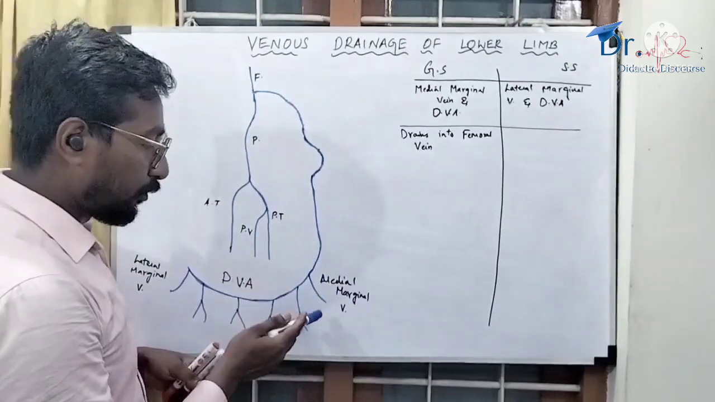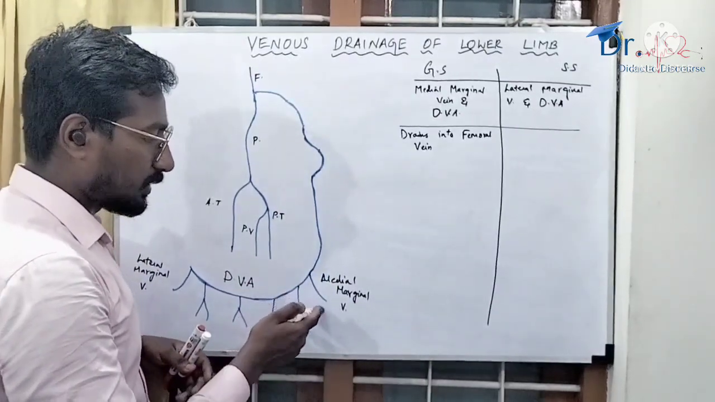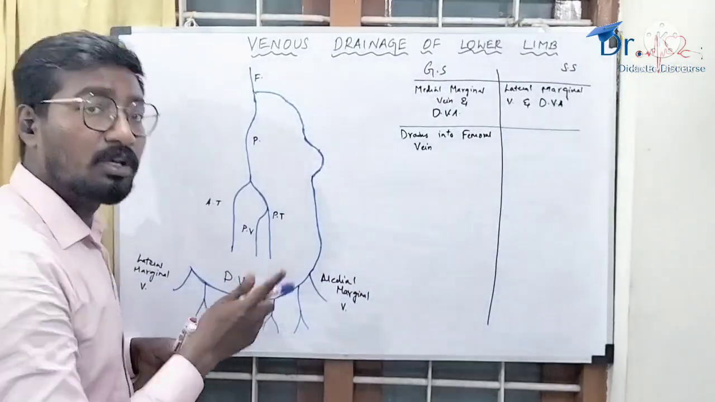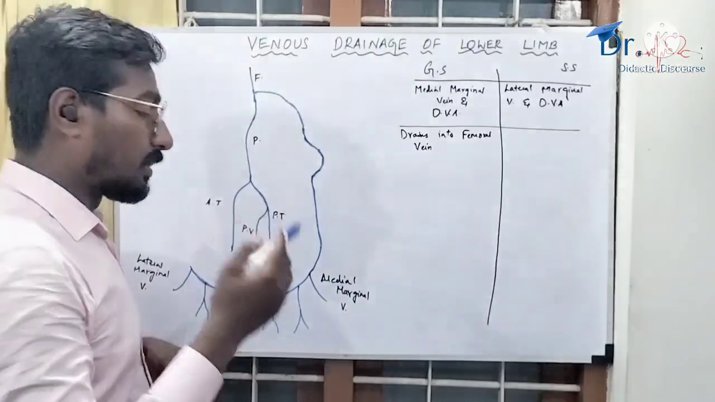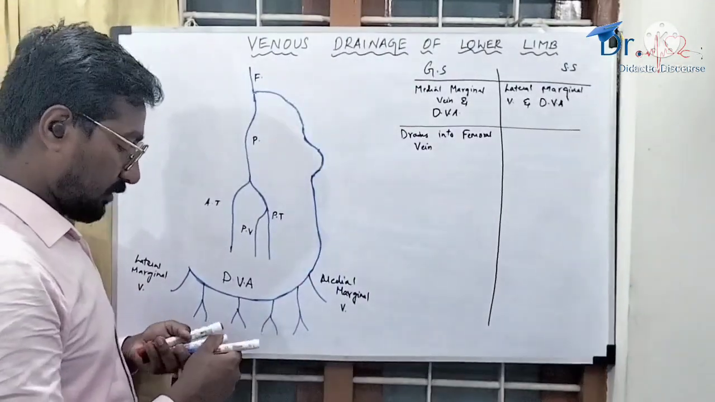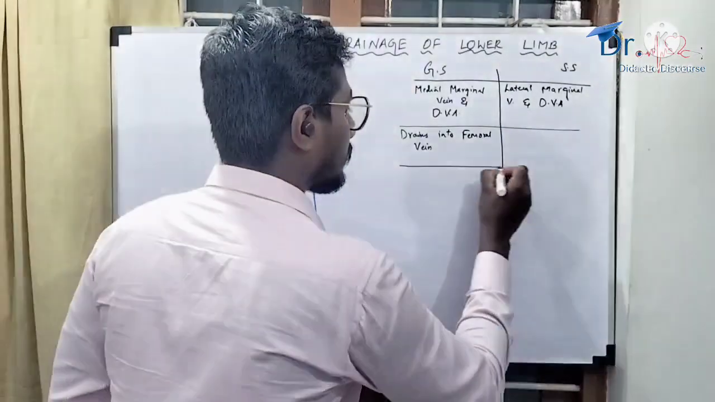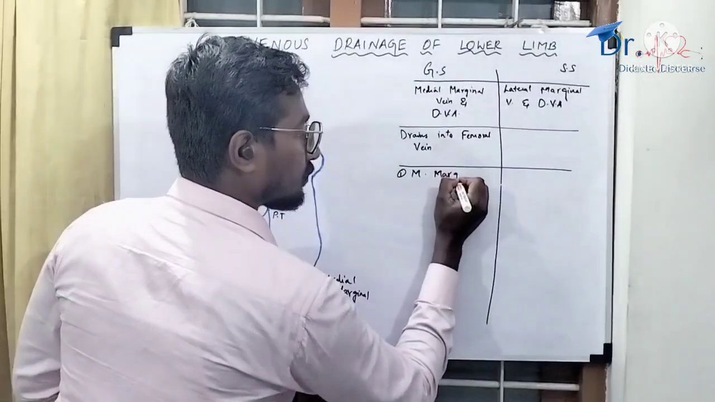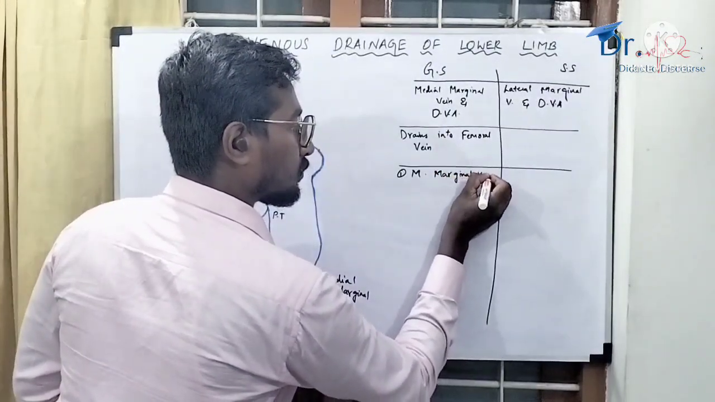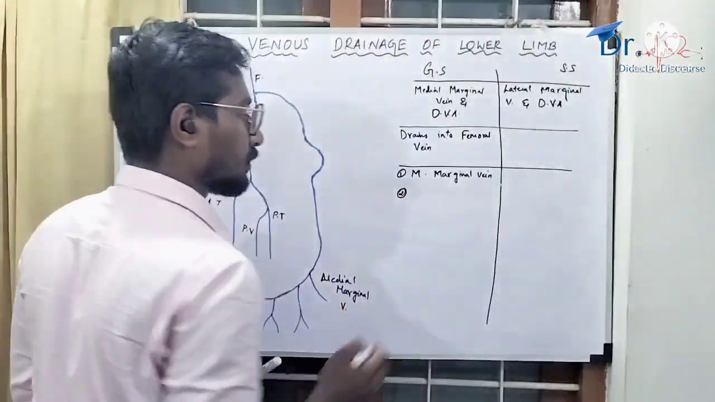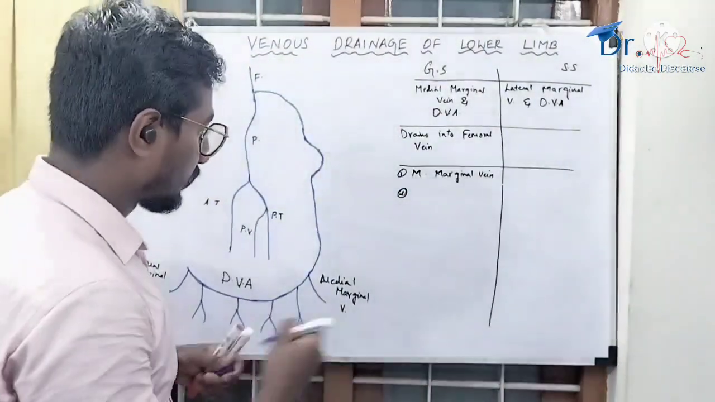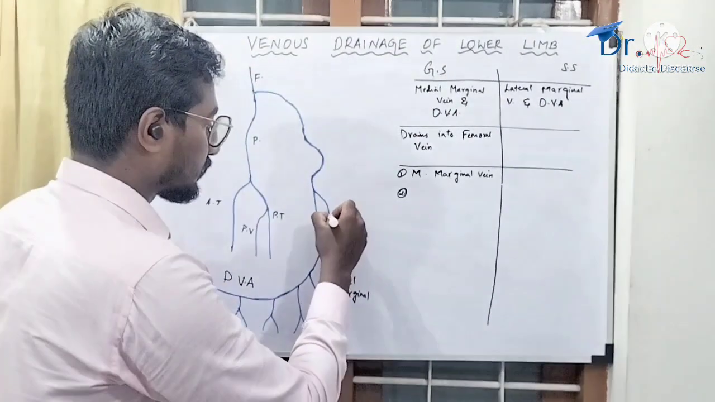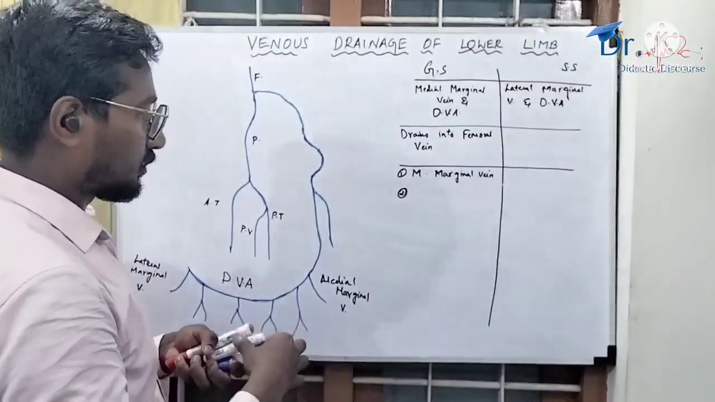In the foot, as I told you already, it starts from the communication of the medial marginal vein and the medial end of the dorsal venous arch. So the first branch of the great saphenous vein in the foot is going to be the medial marginal vein. And then when it reaches the leg, you have the posterior arch vein.